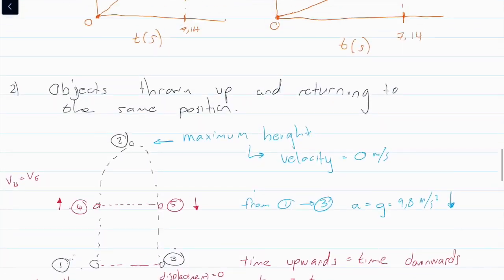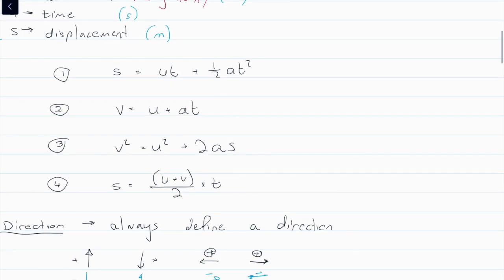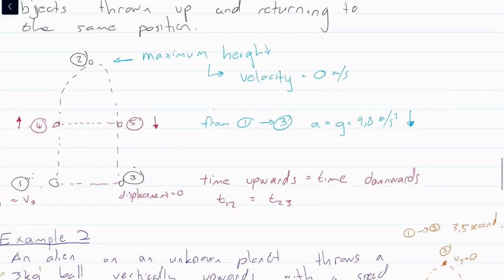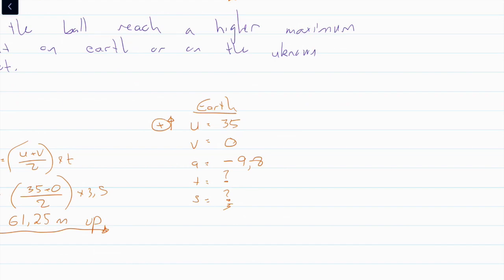So I'm going to look for an equation that doesn't use time. Hopefully one exists. Looking at our equations, I'm looking at equation number 3: v squared equals u squared plus 2as. But I'm solving for s, so I'm going to make that the subject of the formula. v squared minus u squared over 2a is equal to s.